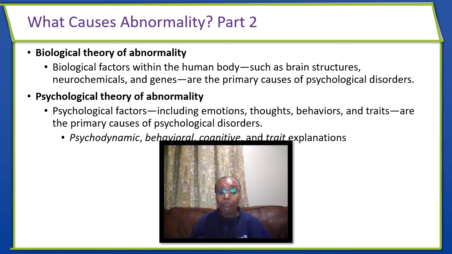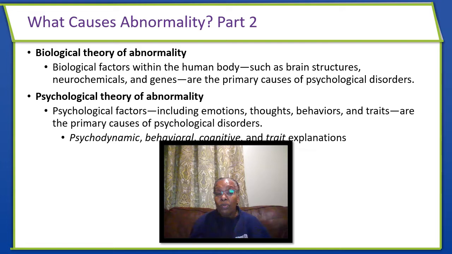So when we're talking about the biological theory of abnormality, you remember in our other textbook, we talked a lot about how the brain interacts with our body and with the environment. Well, it's these biological factors within our brain, the neurochemicals, our genealogy, that would also help to find out and understand about psychological disorders.